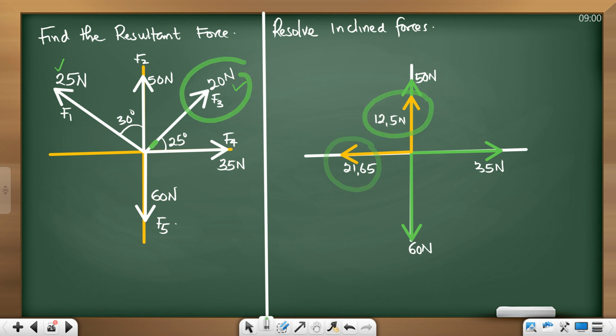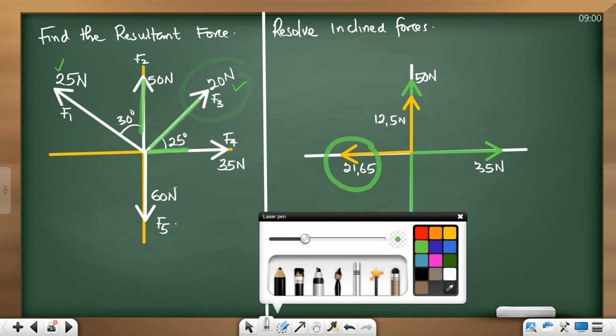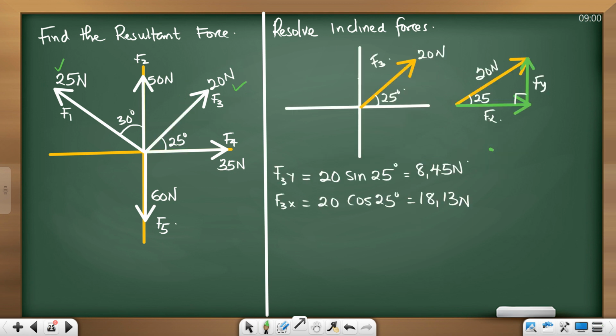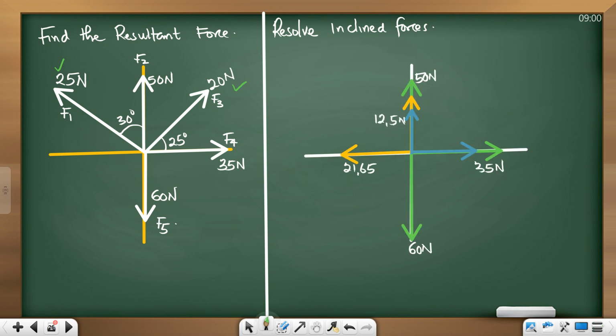Now, F3, up and right. Okay, let me use a different color. Up and right. What was the value? 8,45 and 18,13. Do you notice what we now have, guys? We only now have vertical and horizontal.